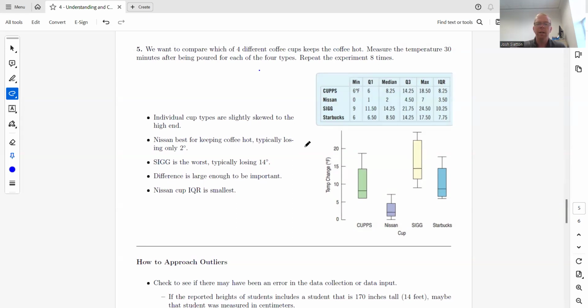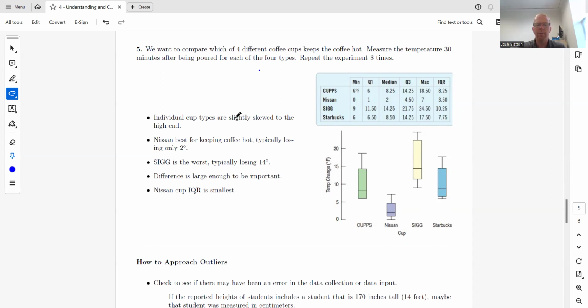One thing to pay attention to in this case is that the y-axis is temperature change. If you're a coffee drinker, you know that you don't want your coffee temperature changing a lot. If you don't drink it immediately, you want it to still be warm whenever you get around to drinking it. So in this case, the lower values would be better. Lower values mean the temperature change was small, so it stayed hot.